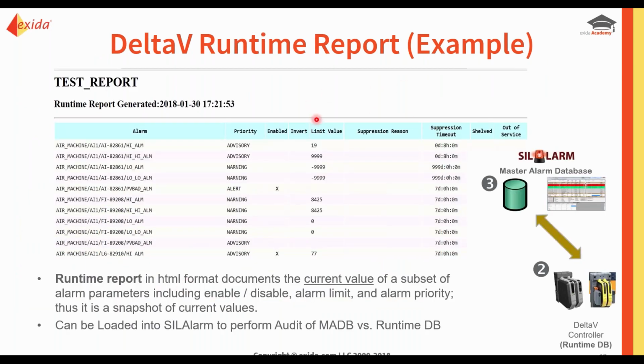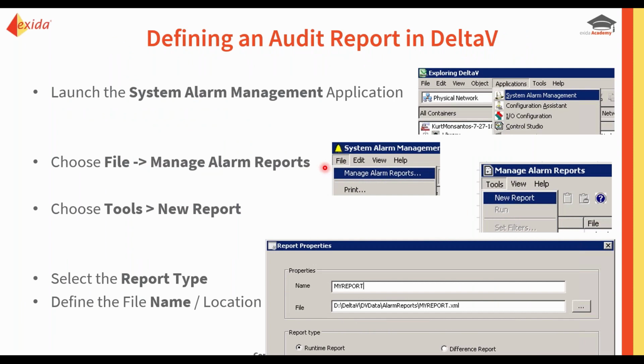This is the runtime report, which is basically a snapshot of the key alarm attributes that are live and current, running in the system for each alarm that you specify. So it includes information like the attributes for priority, whether it's enabled, what its limit is, and also the suppression timeout. And then we can take this file and compare it to what's in SILAlarm as part of our auditing.